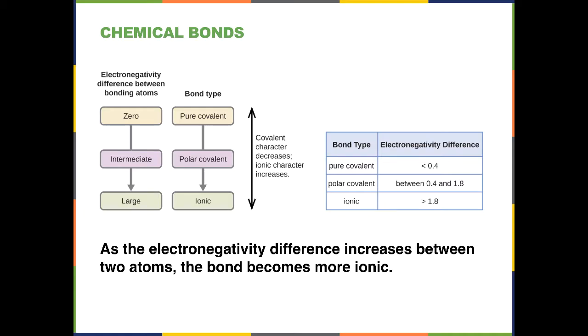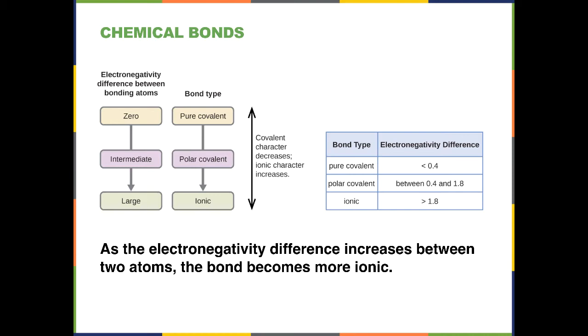Let's continue this discussion looking at this diagram. And what this shows you is a comparison looking at the difference in electronegativity and then what type of bond is formed. So if there's no difference in electronegativity between two atoms that come together, then you have what's called a pure covalent bond. This would be, for example, if two chlorines come together to form a chlorine gas molecule. If there's an intermediate difference, then you would have what's called a polar covalent bond. And then if there's a large difference, it would be an ionic bond.